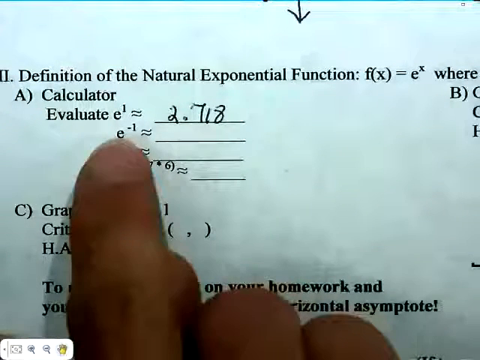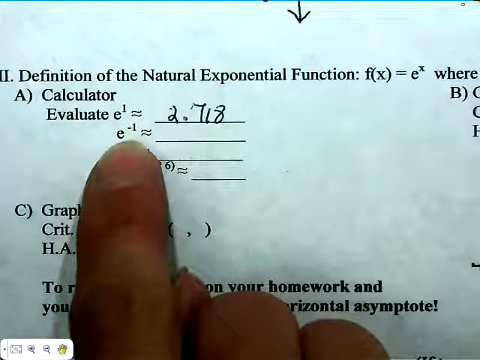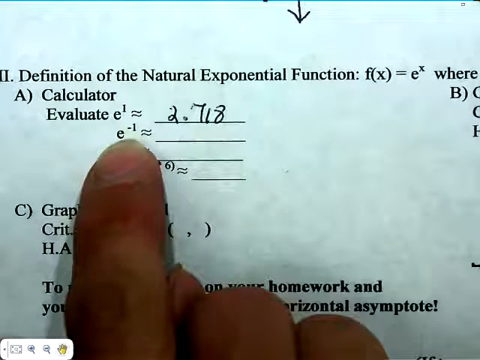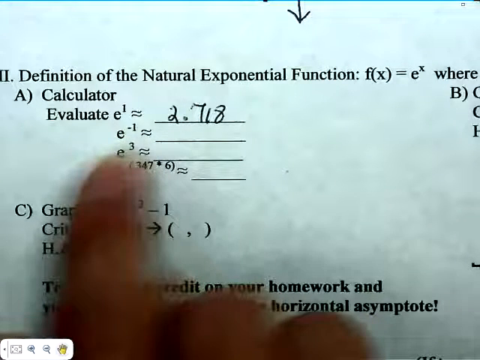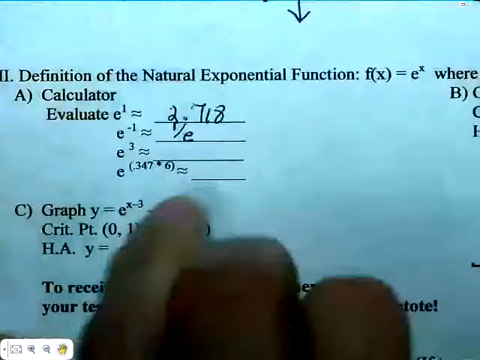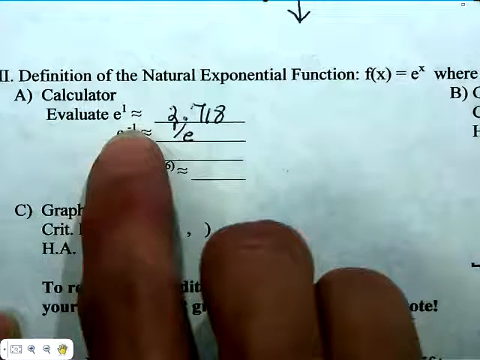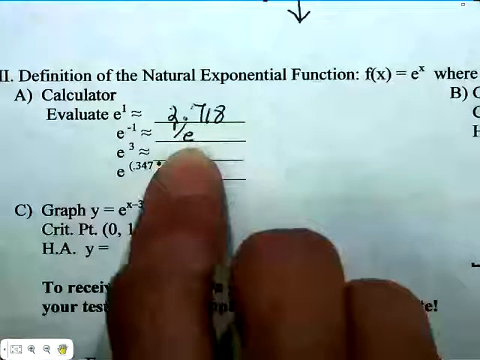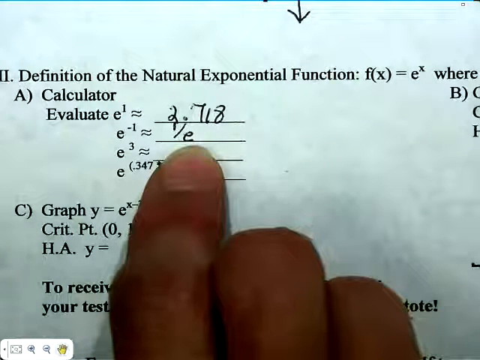What does e to the negative 1 mean with a positive exponent? 1 over e. If you're not panicking and you see 1 over e, you'll go, not quite 3, right? e is not quite 3, so e to the negative 1, or 1 over e, is darn close to 1/3. Punch it on your calculator and see how close.